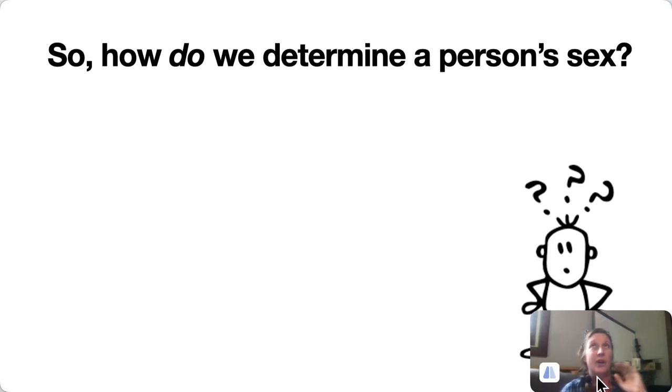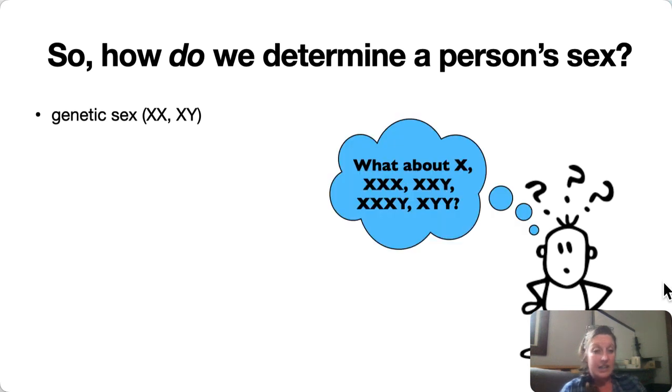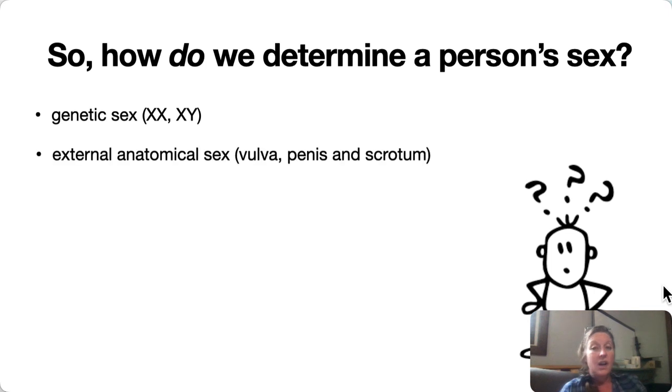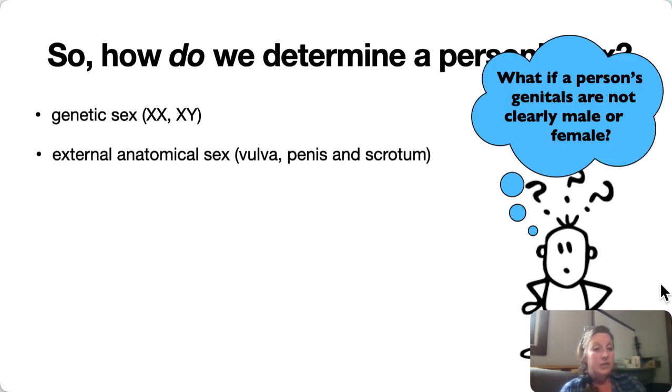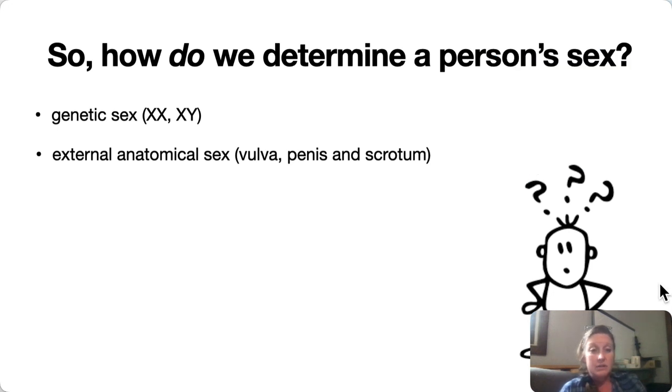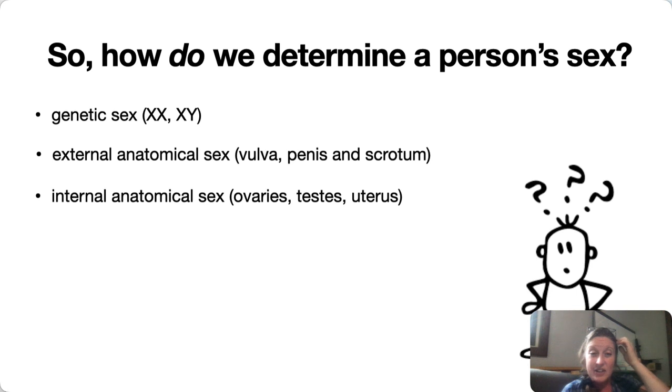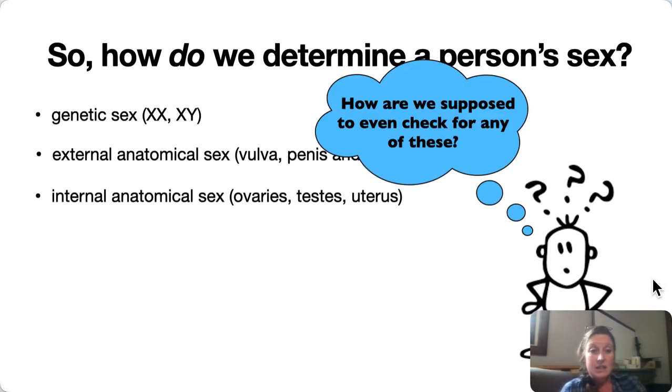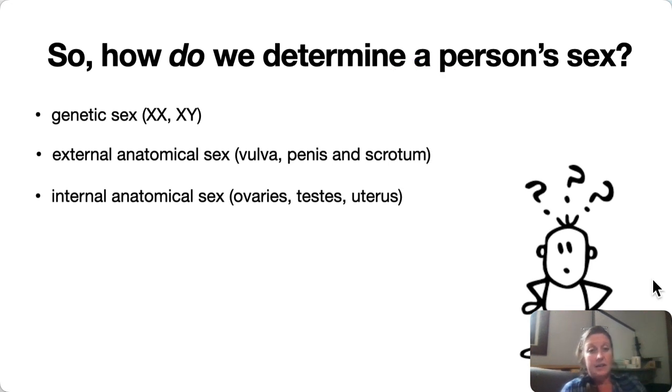Okay, so knowing all of this, how do we determine a person's sex? Do we look at their genetic sex? And if so, what about the other options? Do we look at their external anatomy, the vulva, penis, and scrotum? What if their genitals aren't clearly one or the other? Do we look at their internal anatomy, their ovaries, testes, uterus, vas deferens? How are we even supposed to check for those accurately?